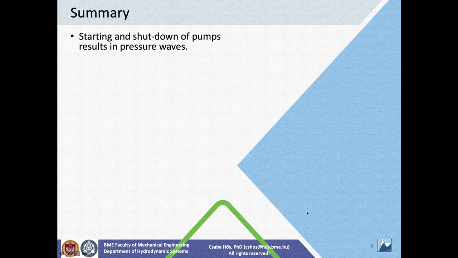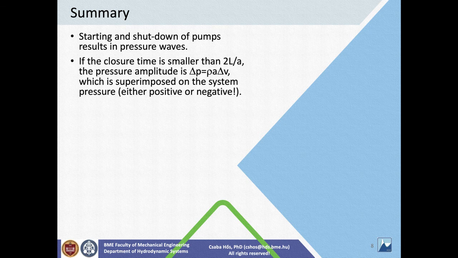Okay, so as a summary, we have learned that starting or shutting down pumps will result in pressure waves in the system, which are dangerous. And if the closure time is smaller than the characteristic time of the pipe, then you can use this very simple equation to estimate the pressure difference. And again, it's so important that I wrote it here again, that this is superimposed on the system pressure, okay?